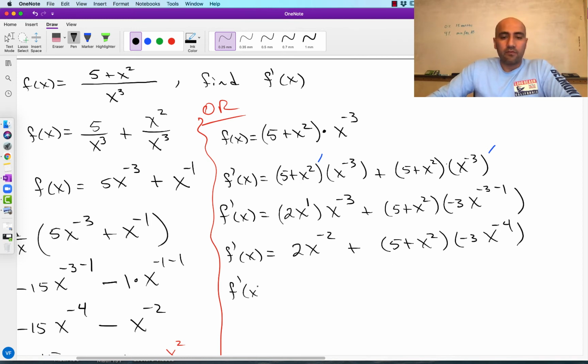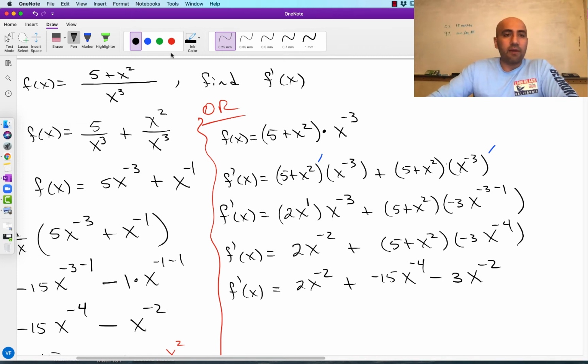Okay, f prime of x equals 2x to the minus 2 power plus 5x. When we distribute, we end up with a minus 15. Minus 15x to the negative 4 power minus 3x to the minus 2 power. Right? We add these exponents. Positive 2 plus negative 4 gives me a negative 2.